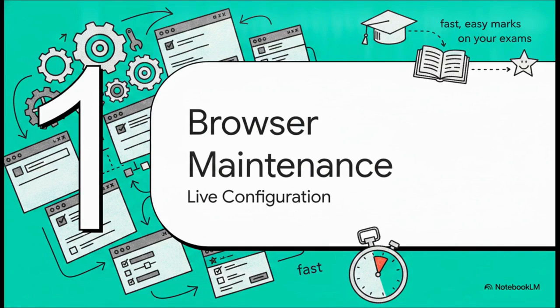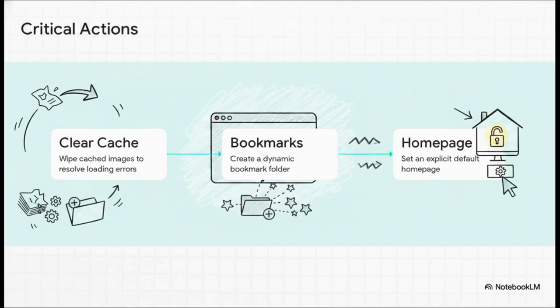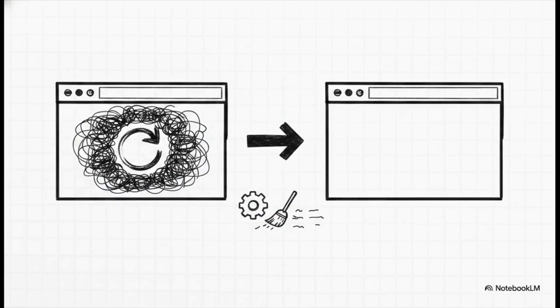These are the essential structural configurations that'll score you fast, easy marks. Think about your daily browser habits for a second. To keep everything running flawlessly, there are 3 absolute foundational habits we need to build right now: clearing the system cache, creating a dynamic bookmark folder, and setting an explicit default homepage. Honestly, these aren't just IT exam requirements, they are just essential digital hygiene. Let's break down how this actually boosts your browser's performance.